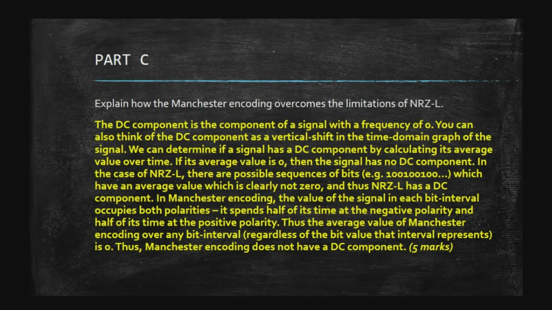So in the case of NRZ-L, there are possible sequences of bits like 100, 100, 100, and continuing 100 again, which have an average value that is clearly not 0, and thus NRZ-L has a DC component. Okay, this part talks about the DC component in NRZ-L.